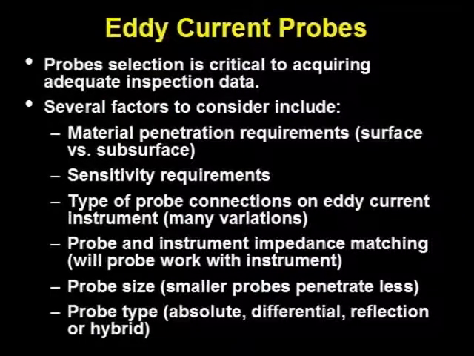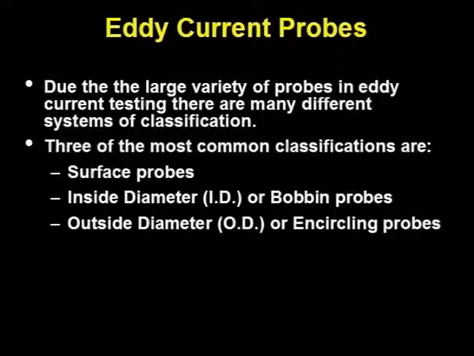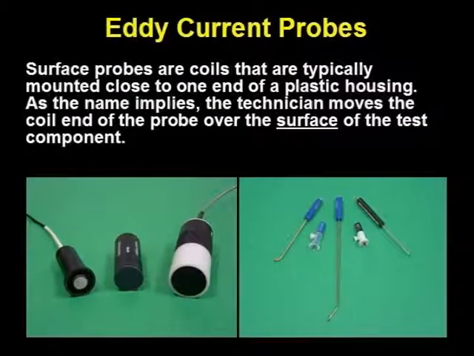The factors to consider for probe selection include the material penetration requirements, surface versus subsurface, the sensitivity requirements, the type of connections, the probe and instrument impedance, the probe size, and the probe type. Probes are generally classified as either surface probes, inside diameter probes, or outside diameter probes. Surface probes mount the coil near the end of the probe and are moved by the operator over the surface of the test article. The coil diameter may be small or large and depends upon the operating frequency.